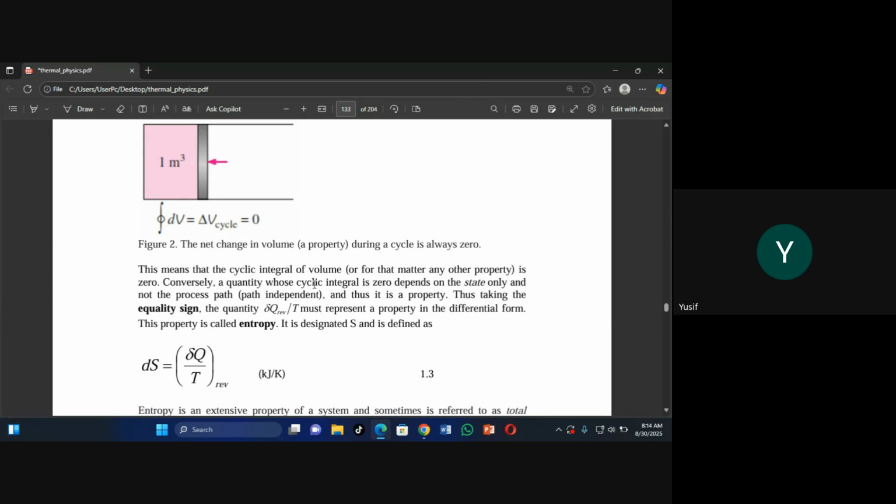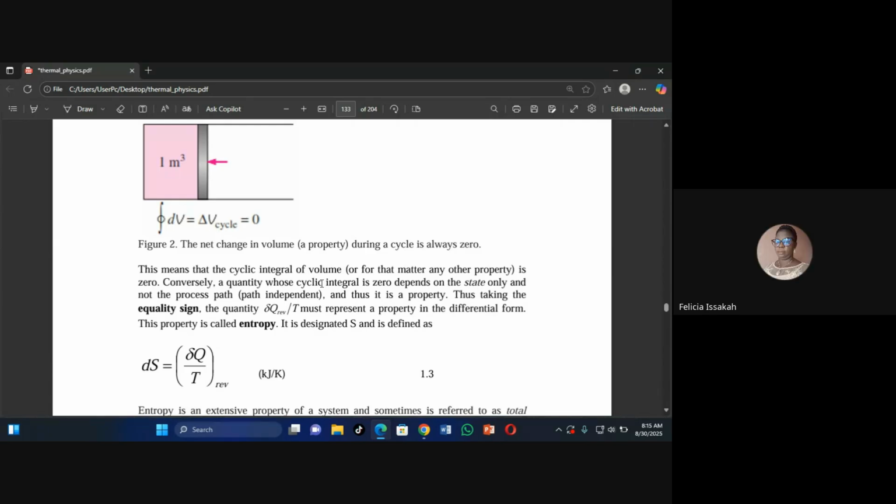Conversely, a quantity whose cyclic integral is 0 depends on the state only and not on the process path. So if you are talking about a cyclic process whose integral is always 0, it means that in thermodynamics it all depends on the state. We don't really care about the path. I hope it's understood.